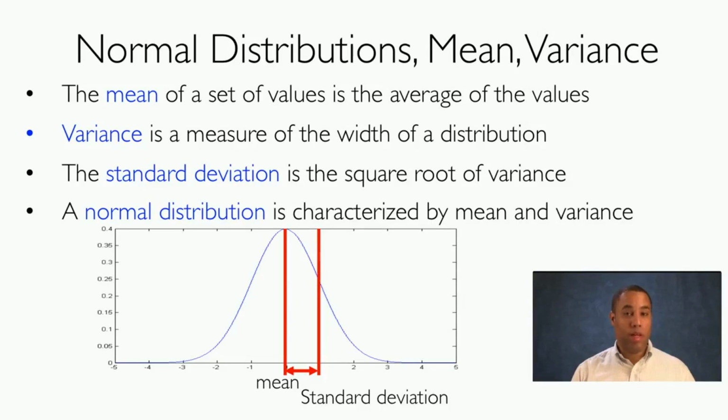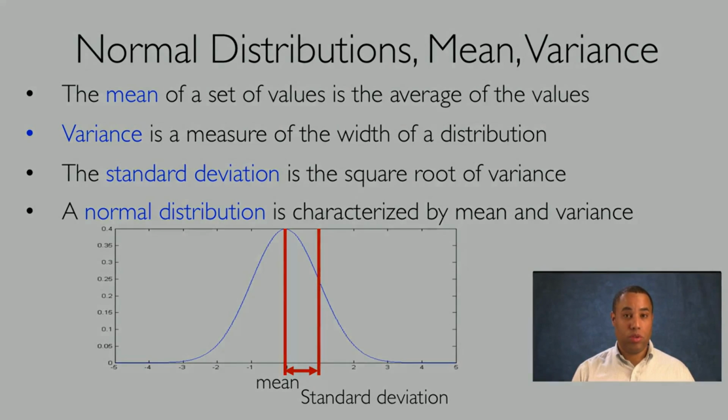Now, let's talk about some definitions. The mean of a set of values is the average of the values, and the variance is a measure of the width of a distribution. The standard deviation is the square root of the variance, and a normal distribution is characterized by a mean and a variance. Here we have a figure that shows an example of a normal distribution.